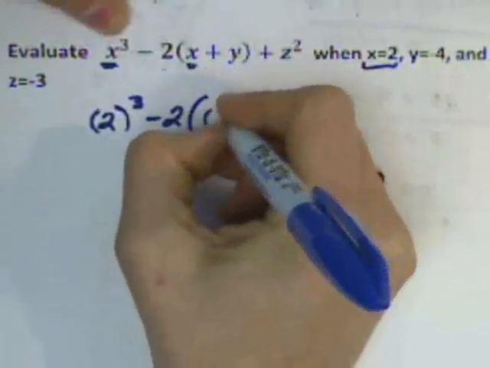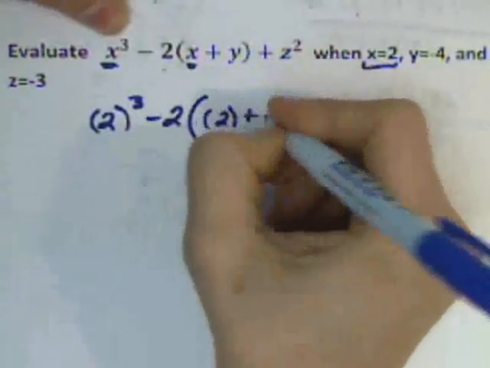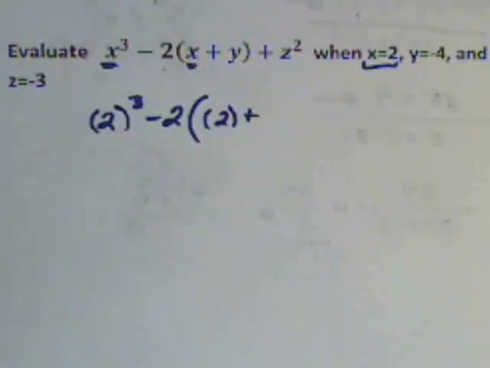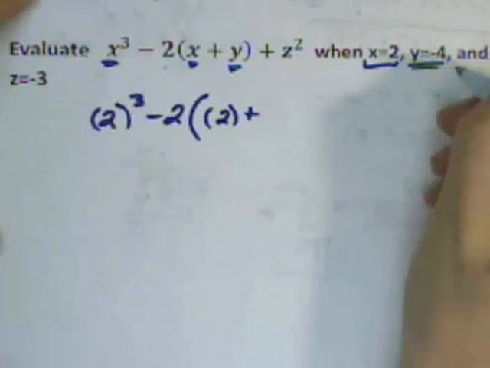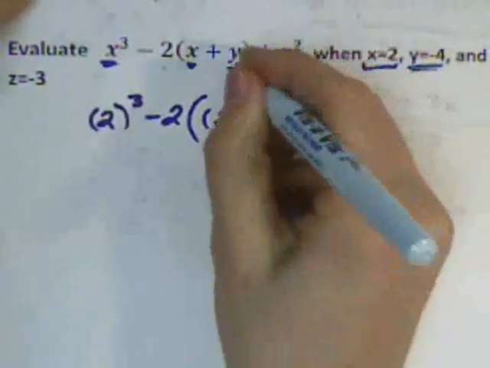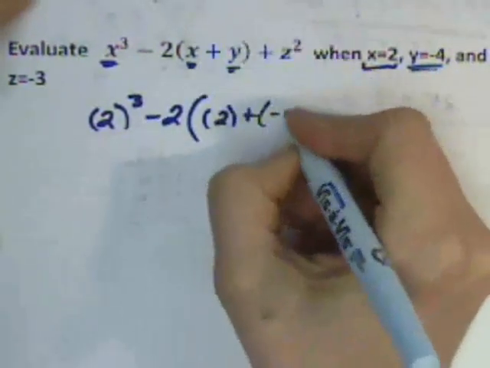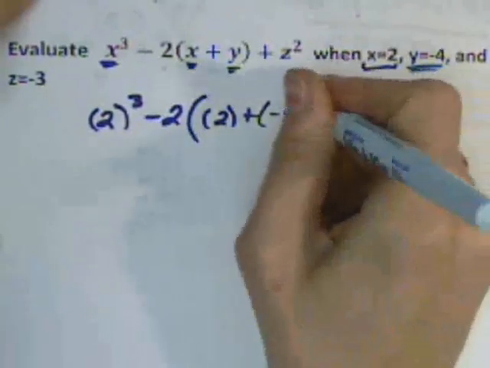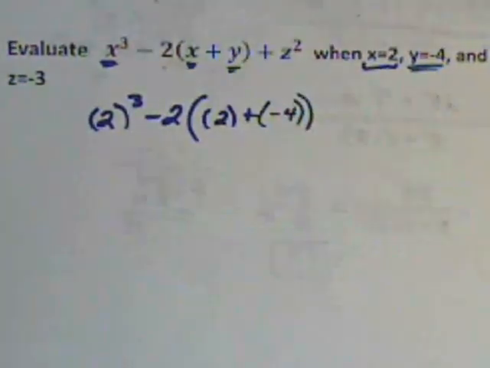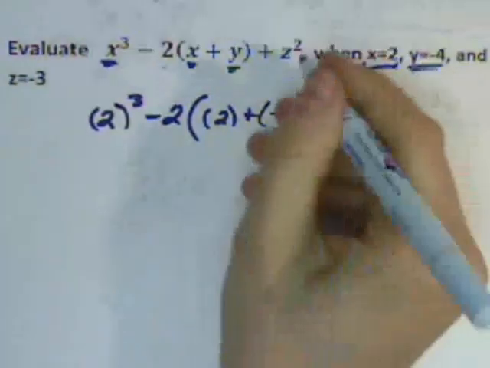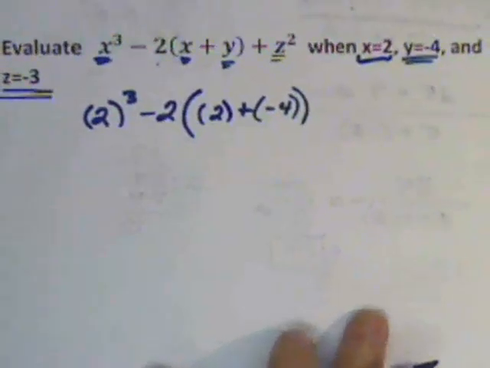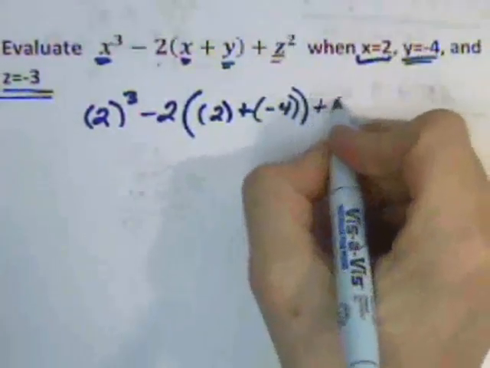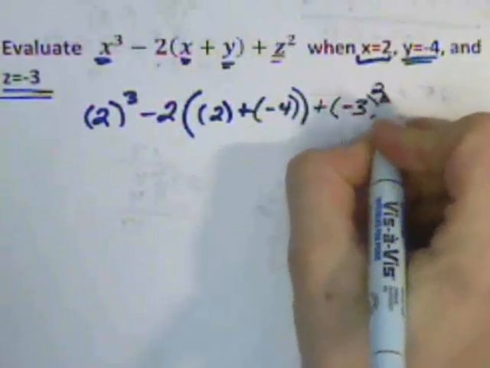On this one, we can write parentheses anyway if we want. You can never write too many of them. It doesn't really matter. They're just good precautionary things to use. For y, we said that y is going to be represented by a negative 4. So here for the y, I'll put in negative 4. And again, I'll write parentheses just to make sure that you guys are comfortable doing that. And then our last letter, we have a z, equals negative 3. So we'll say, okay, plus negative 3 squared.